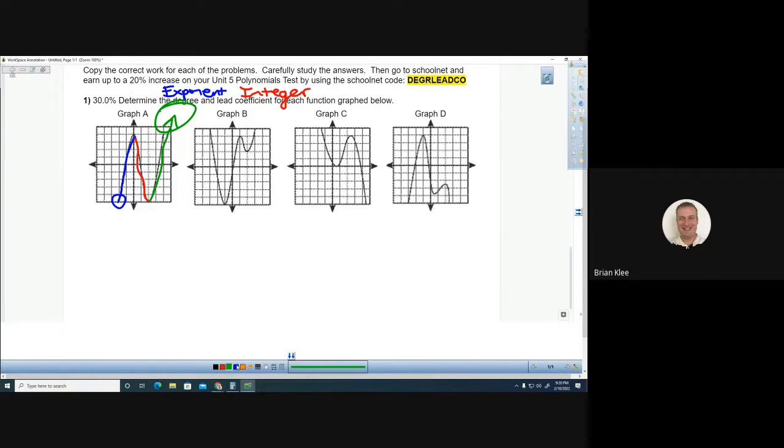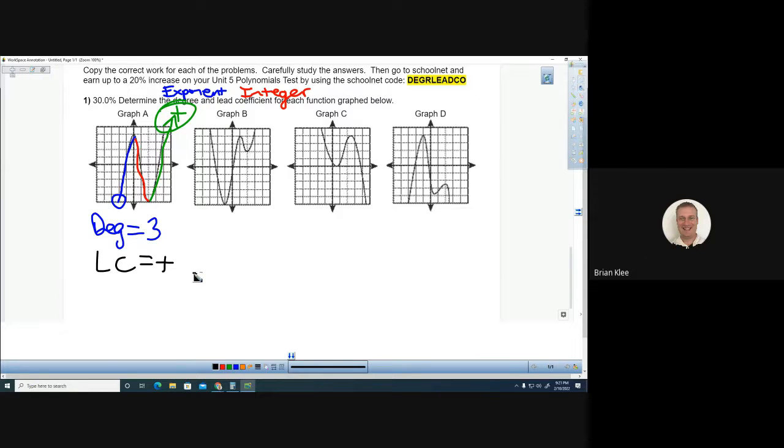So this is telling us two things. Number one, I see three colors on there because there's three different patterns there. It goes up, goes down, goes back up. So the degree equals 3. The lead coefficient, since it ends positive, the lead coefficient is positive.